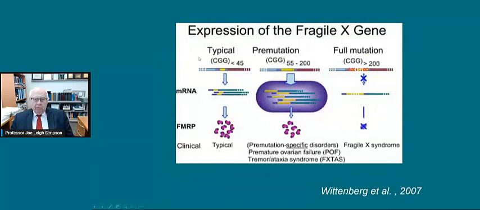This is worth separating. The typical woman has 45 or less triplet repeats that are called cytosine, guanine, and guanine, CGG. It's not something that needs to be remembered, but the number being less than 45, typically about 30 to 35, is worth remembering. Some women have more than that, but do not exceed 200. And this is called a premutation.